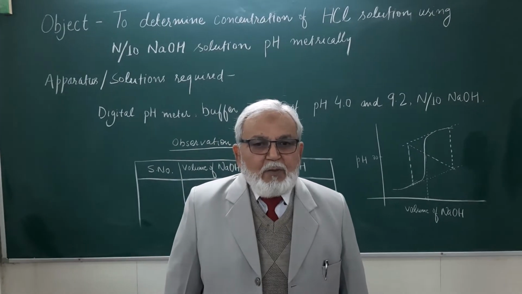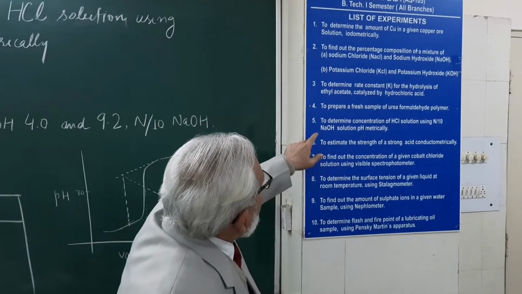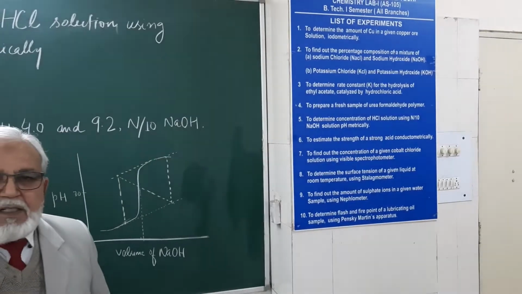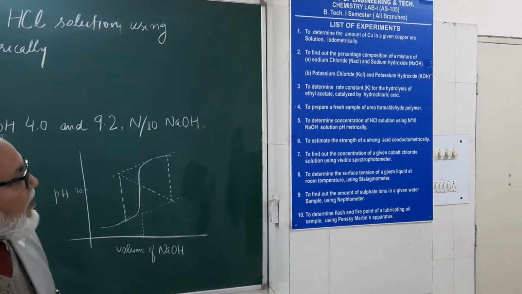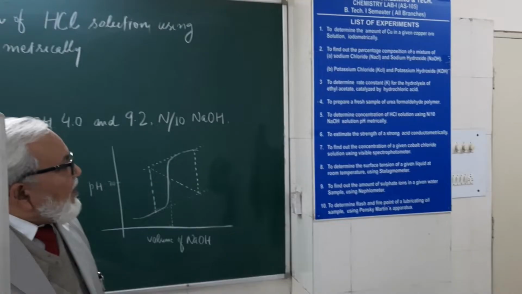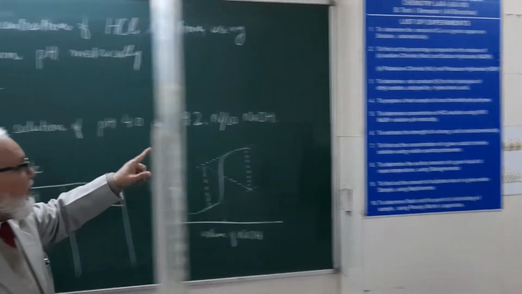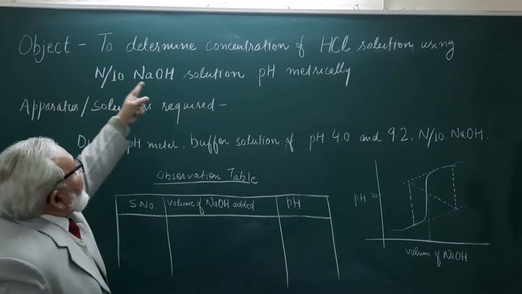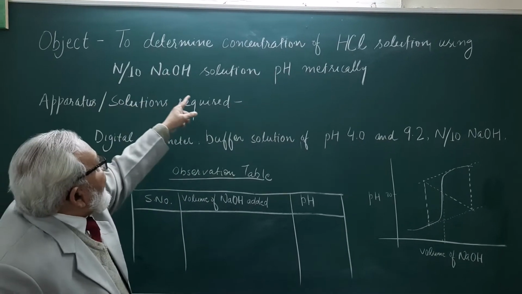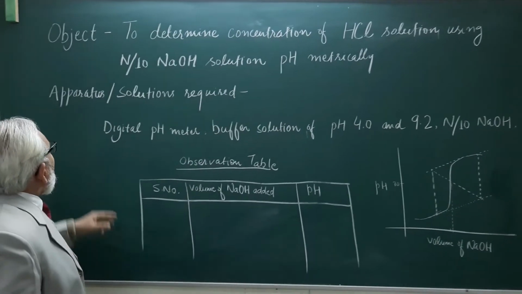Today we are going to perform experiment number 5 to determine the concentration of HCl solution using N by 10 NaOH solution pH metrically. To determine the concentration of HCl solution using N by 10 NaOH pH metrically.